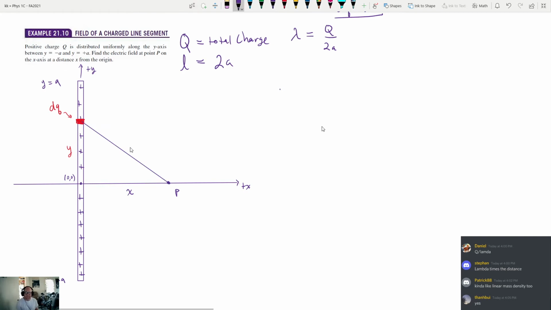And I'm going to label that to be r, because we're trying to find the electric field at point P, and you always need to know the distance r away. So we'll go ahead and call that one r. Now, I need to draw the electric field at point P. What direction am I going to draw it?